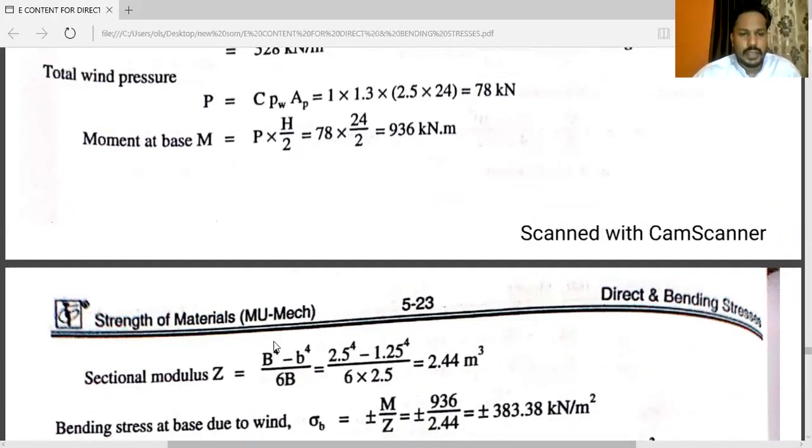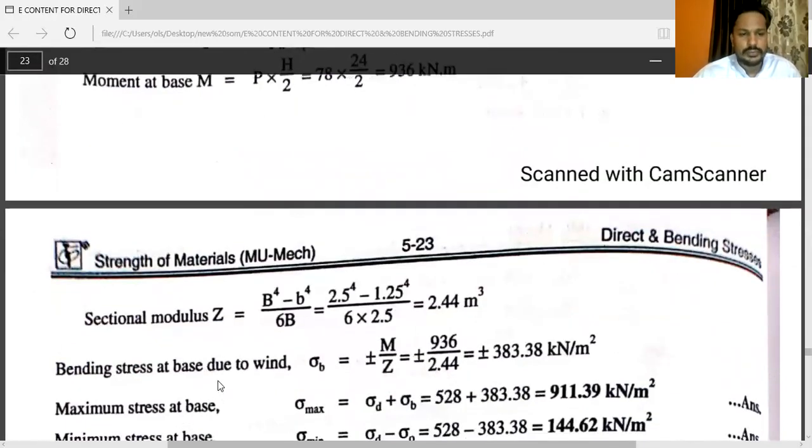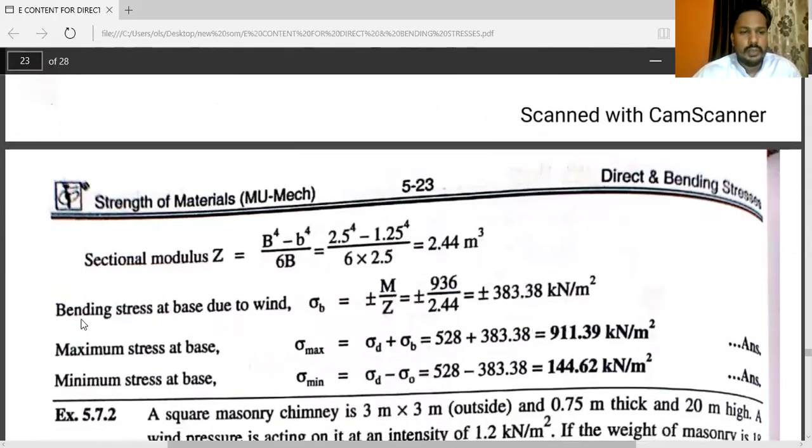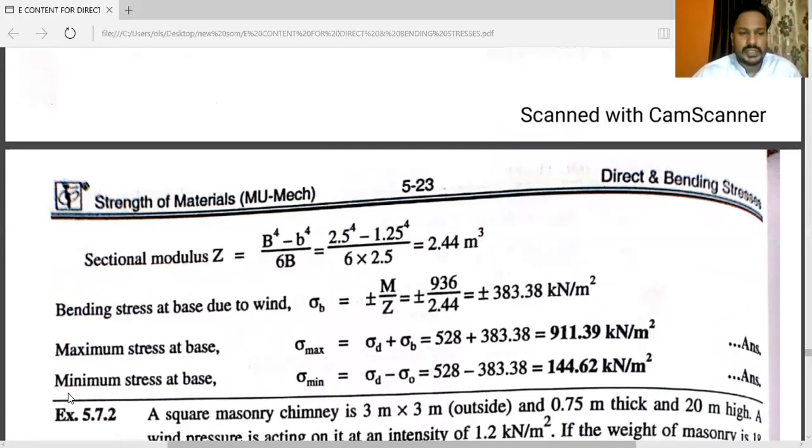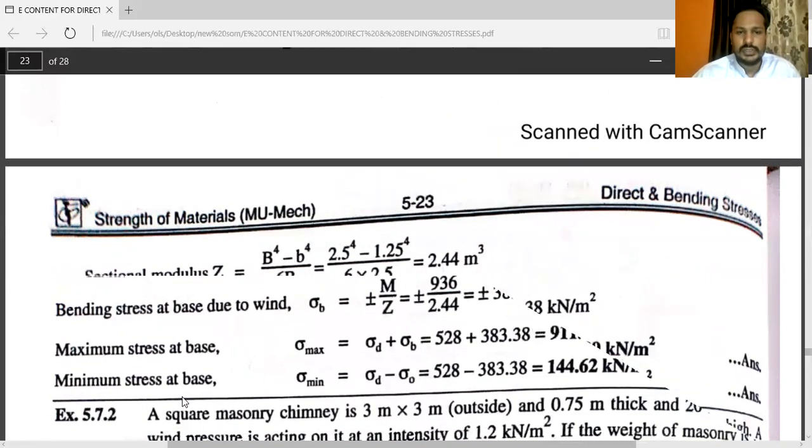Once you get the value of M and Z, you have to calculate bending stress by using formula M by Z. Now, by using the formula of maximum stress and minimum stress, sigma max is equal to direct stress plus bending stress, and sigma min is equal to direct stress minus bending stress. You will get the answer of maximum stress and minimum stress.